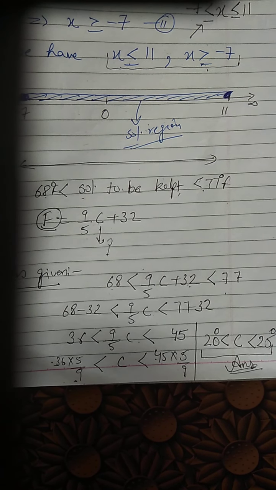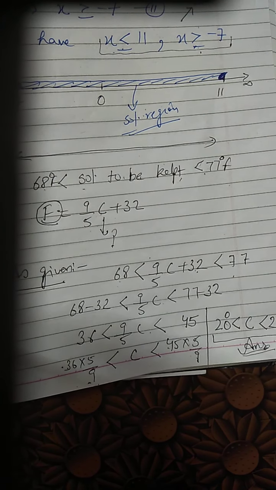Now we will discuss the next sum, number 12. The statement is: a solution of 8% boric acid is to be diluted by adding 2% boric acid solution to it. So we are given 8% boric acid solution, and we are adding 2% boric acid solution. This 8% and 2% means the strength of boric acid. Clear? The resulting mixture is to be more than 4%.